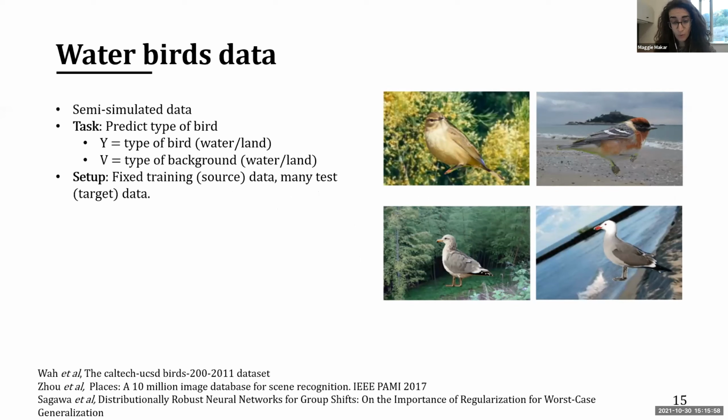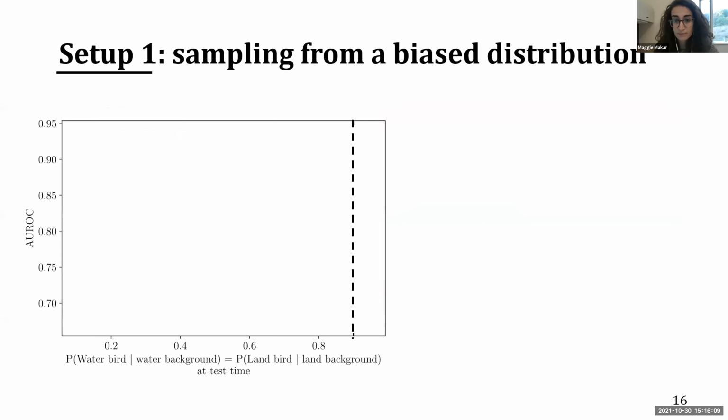So the main label Y is the type of bird. The auxiliary label is the type of background. And again, it's either land or water. We're going to fix the training or source distribution and look at the performance across many test distributions. So on the x-axis here is the correlation between the background label and the main label at test time. And this dashed line shows where the training distribution is. And on the y-axis, we will look at the AURC at test time.